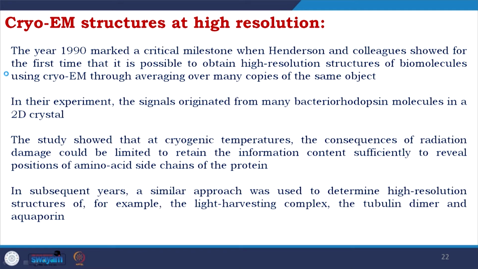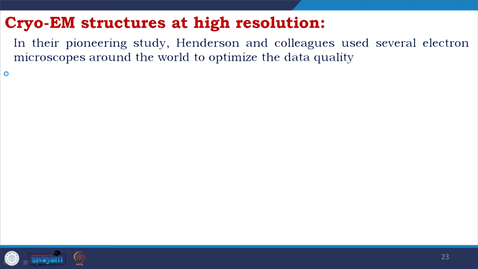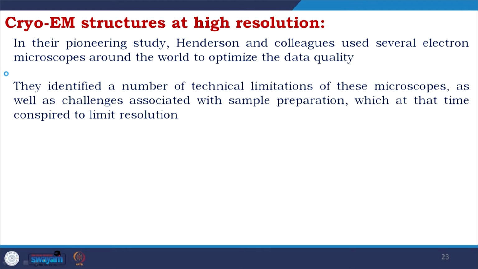A similar approach was used to determine high resolution structures of, for example, the light harvesting complex, the tubulin dimer, and aquaporin, which were solved at high resolution. In their pioneering study, Henderson and colleagues used several electron microscopes around the world to optimize the data quality. They identified a number of technical limitations of these microscopes as well as challenges associated with sample preparation, which at the time conspired to limit resolution.